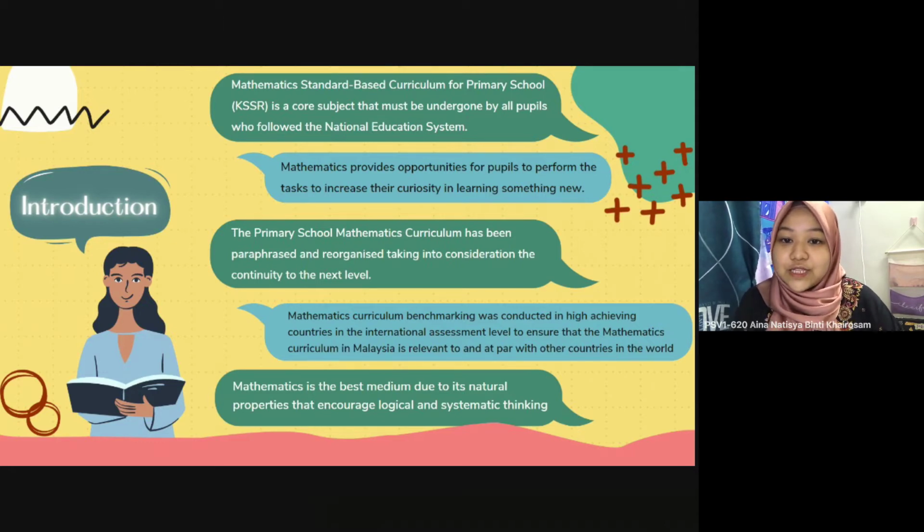In the effort to develop the potential and intellectual proficiency of individual and human development, mathematics is the best medium due to its natural properties that encourage logical and systematic thinking. Okay, next.